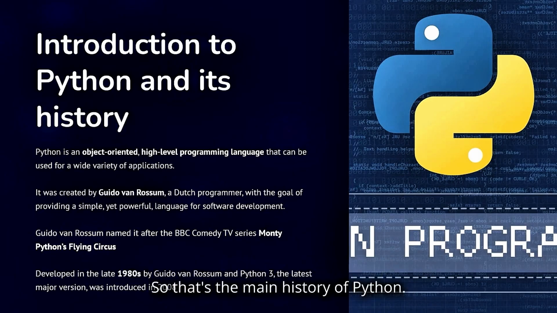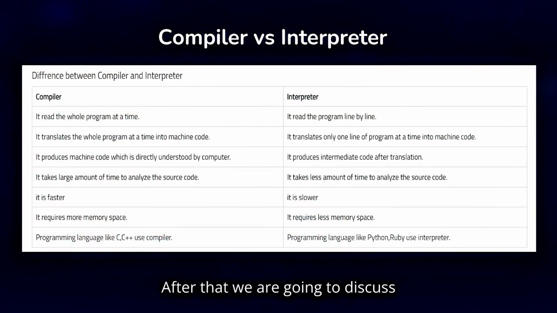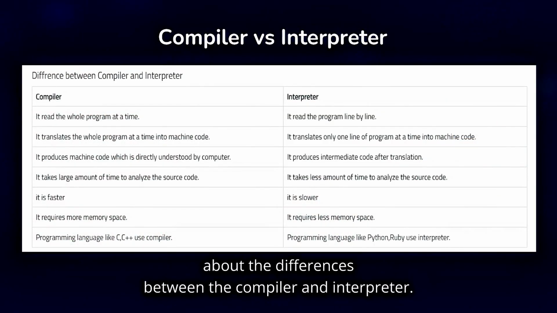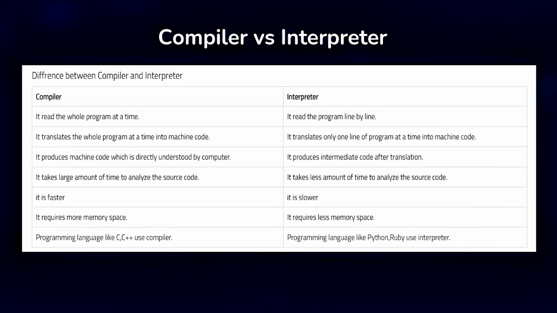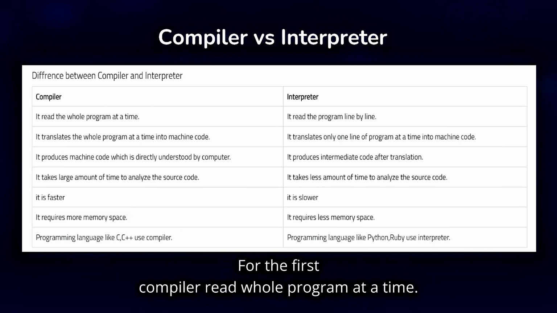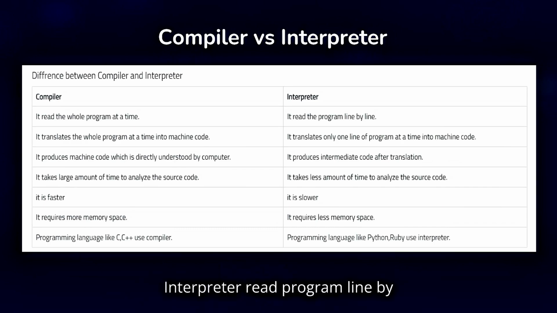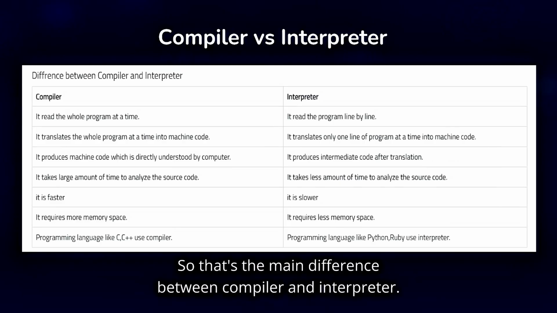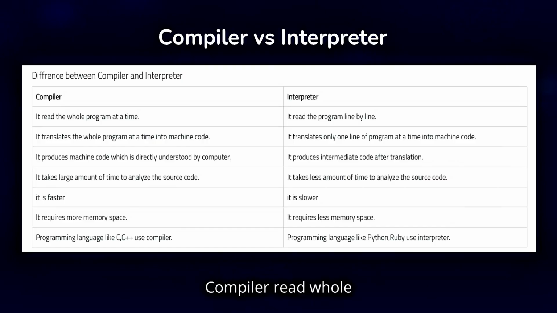So that's the main history of Python. After that, we are going to discuss the differences between the compiler and interpreter, because Python is an interpreter language. For that, we need to know the differences between compiler and interpreter. First, the compiler reads the whole program at a time. The interpreter reads the program line by line. So that's the main difference between compiler and interpreter. Compiler reads the whole program at a time. Interpreter reads line by line.